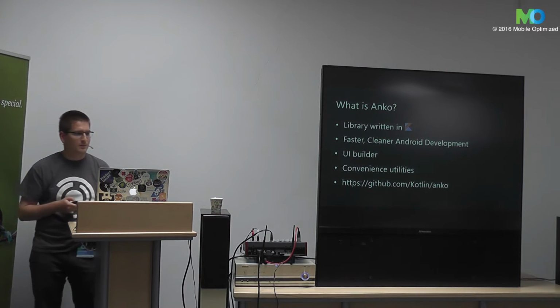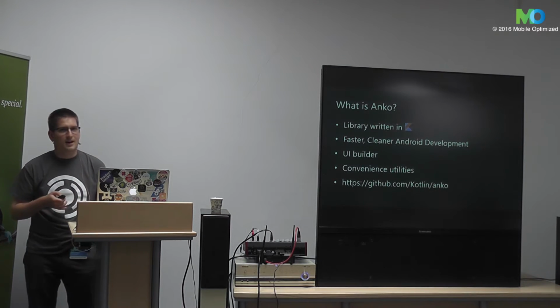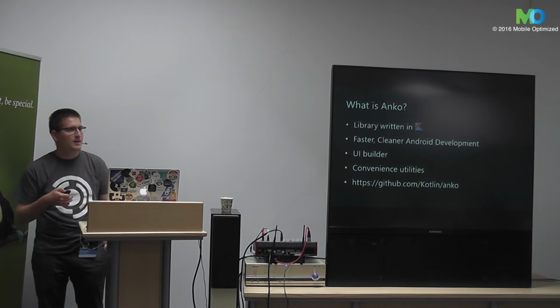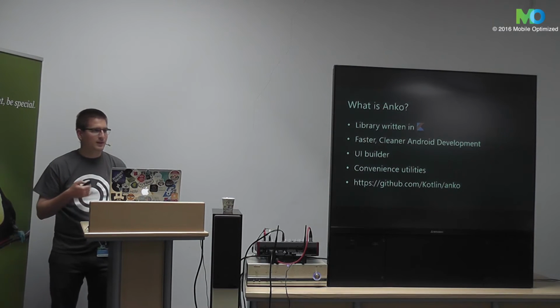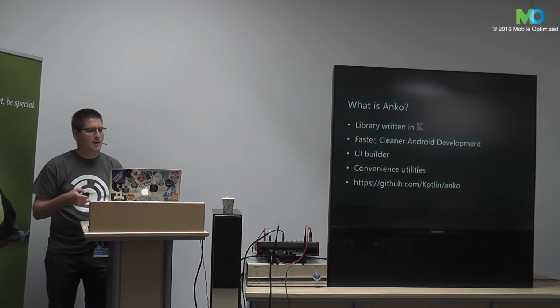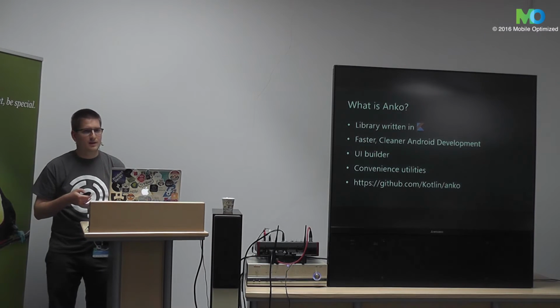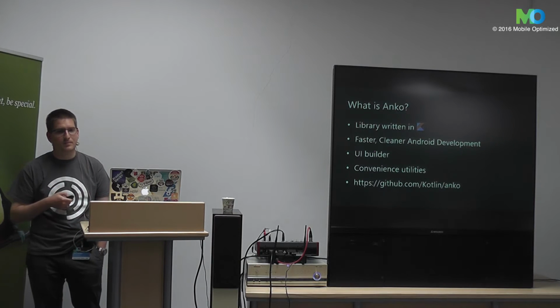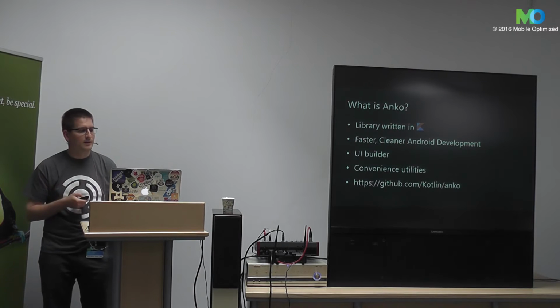Okay. So what is Anko? It is a library within Kotlin, and the aim of the library is to empower Android development in Kotlin by having these type-safe builders for UI, and there are some convenience utilities to make some Android-specific features easier to write and read.